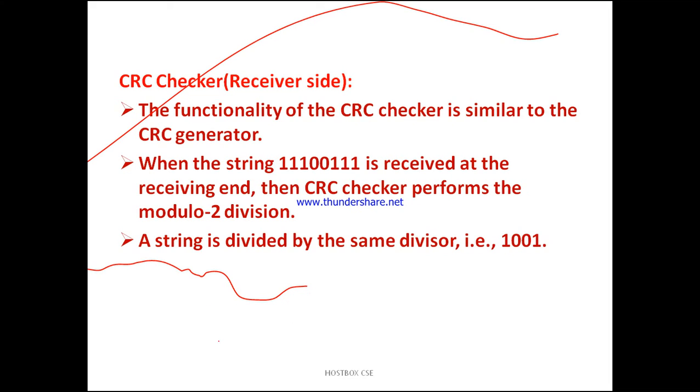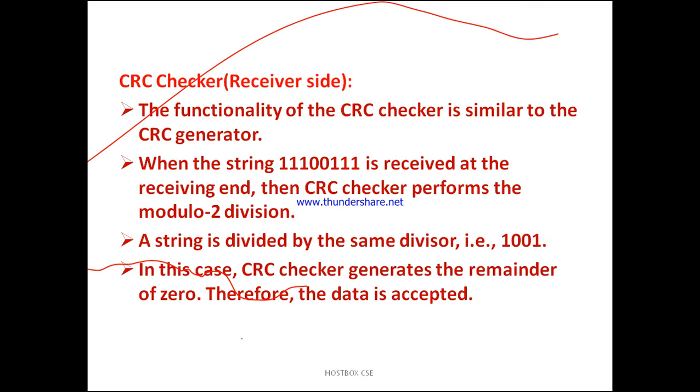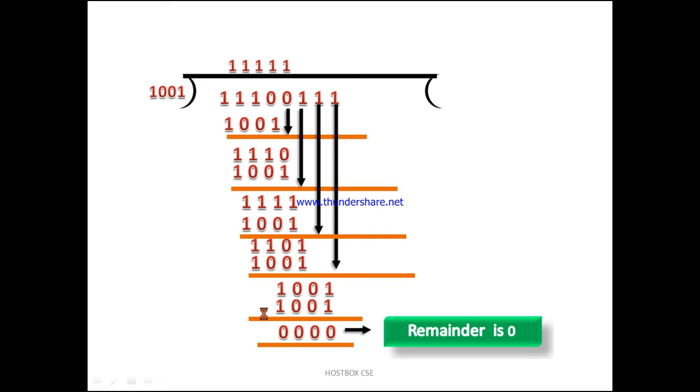Remember, whenever the remainder on the receiver side is 0 0, the data is accepted, that means the data is correct. Otherwise, if different outputs come, like 0 1 or 1 0, the data is wrong. Then the data transmission is wrong and we have to try retransmission with the help of CRC. So in this case, the CRC checker generates the remainder of 0, therefore the data is accepted. So this is a small example for understanding the CRC.